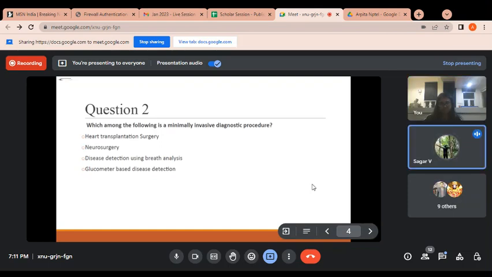Option D is the correct answer, ma'am. Why is option D the correct answer? Ma'am, C is non-invasive, and D is minimally invasive. We are using a glucometer to detect the diabetic disease, ma'am. Okay. And those who are saying option C is the correct answer, can you please explain why you are going for this option?